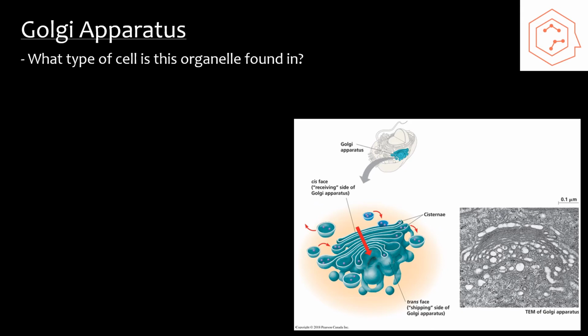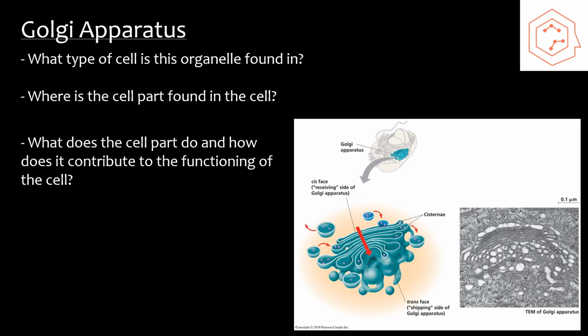So the Golgi apparatus is found only in eukaryotic cells. It is in close proximity to the endoplasmic reticulum, but it's basically found in the cytoplasm, just like every other part that we're looking at. The main role of the Golgi apparatus is that it is involved in shipping and receiving. So it's a shipping and receiving center of the cell, and it is able to modify products that come from the ER. So it modifies products from the endoplasmic reticulum.